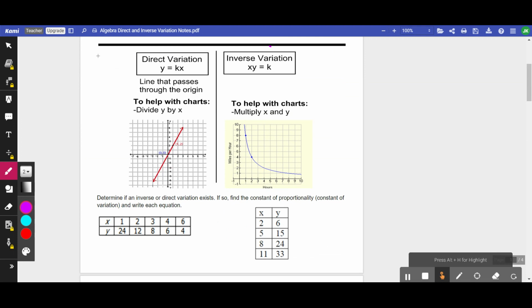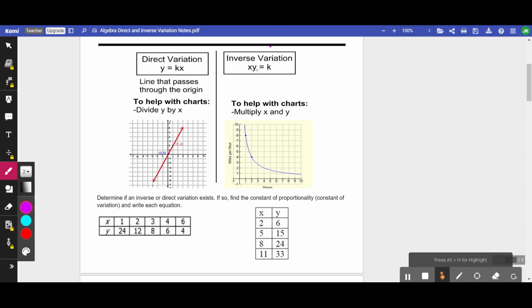For the direct variation, your equation would be y equals kx. And remember, k is called your constant of variation. For direct variation, these lines will always pass through the origin, kind of like this line here. So it'll be linear.